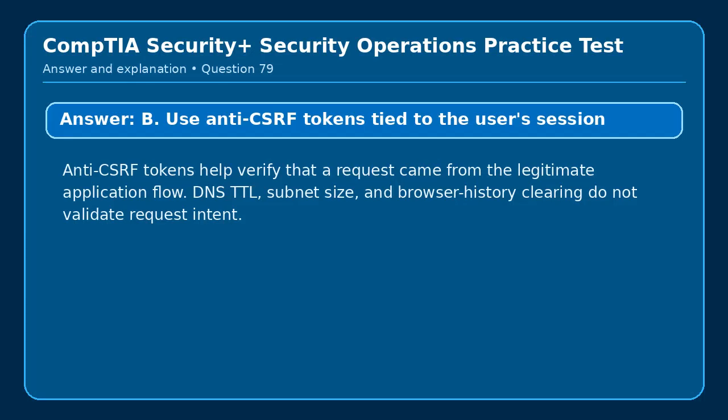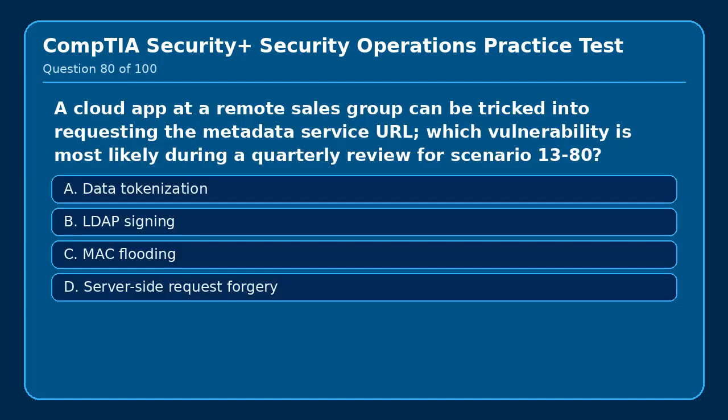Question 82. For a legacy application at a software company, which feature helps reduce buffer overflow exploitation after a recent audit finding for scenario 13-82? A. Longer DHCP release times. B. Larger email attachments. C. A flat network topology. D. Address space layout randomization and data execution prevention. Take a moment to choose your answer.